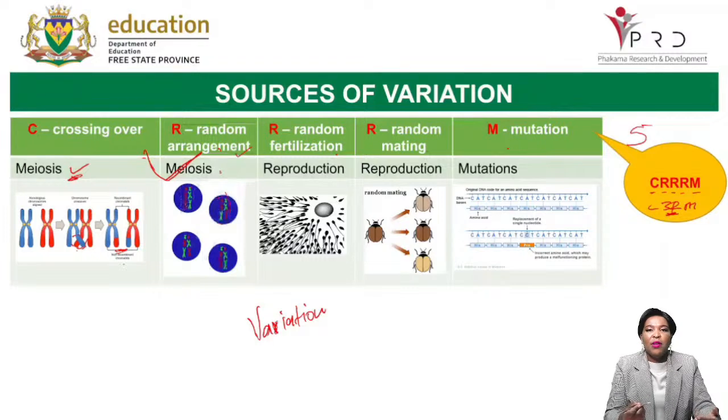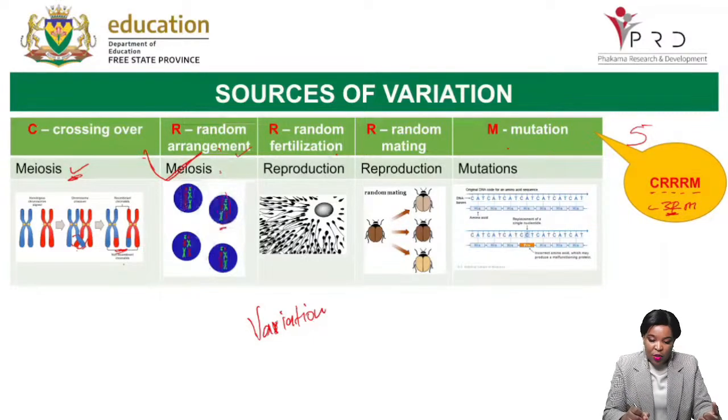I know some of you might be looking into old textbooks that tell you about random assortment. Please refrain from using that term. The term that is accepted is random arrangement of chromosomes during metaphase. That brings variation, because they do not follow a particular sequence. They arrange themselves randomly.